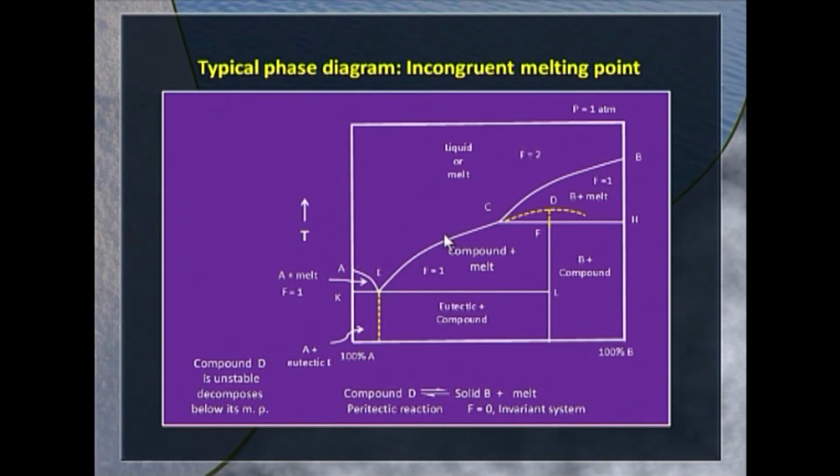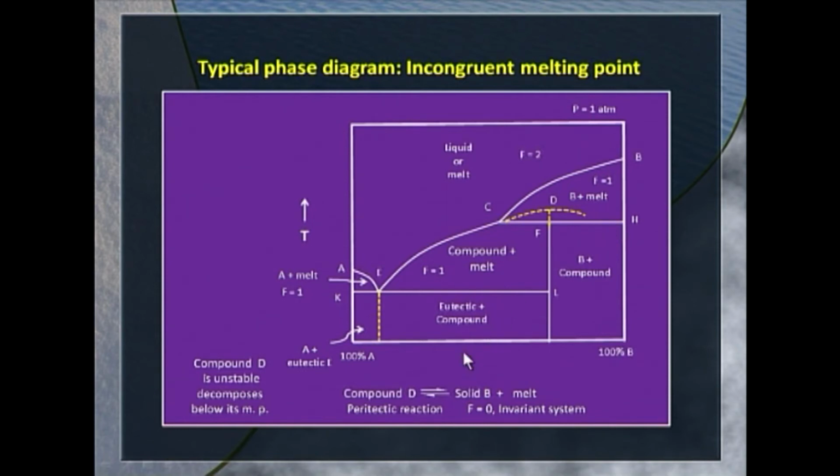This part of the diagram is similar, but the compound that is formed cannot be taken above the temperature corresponding to this horizontal line. If it were stable, we could have traced the dotted line and gone to the point D here, which corresponds to the melting point of the compound. Unfortunately, the compound is not stable. Before reaching the melting point, it undergoes decomposition. It is said to undergo a peritectic reaction.